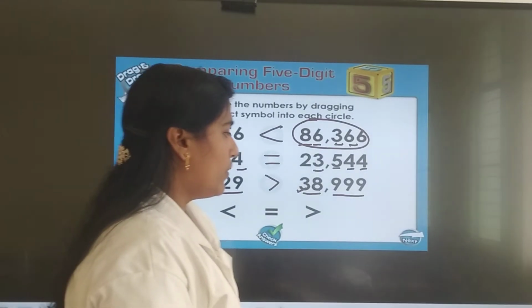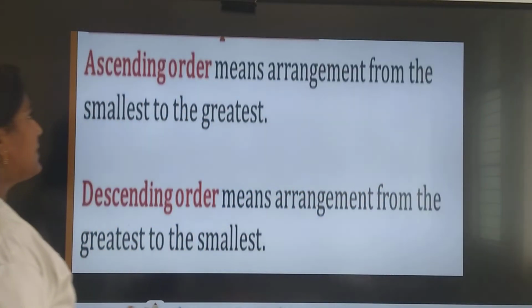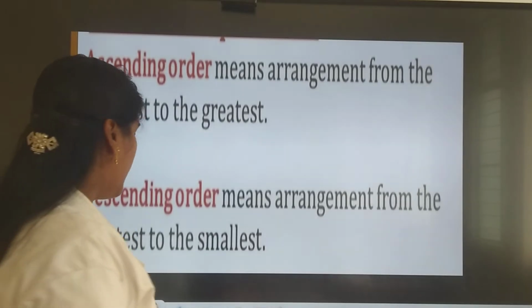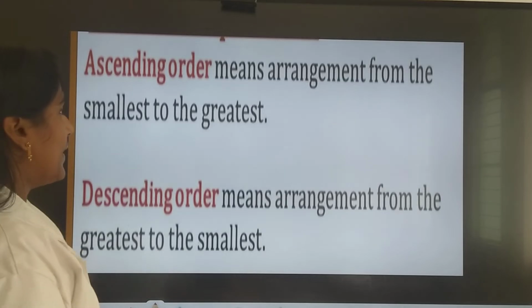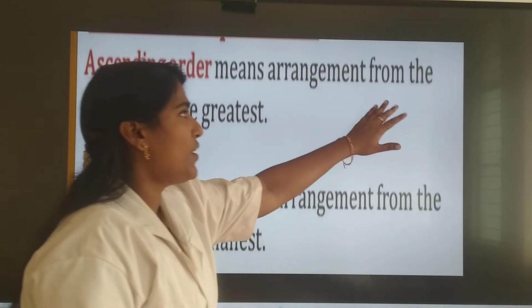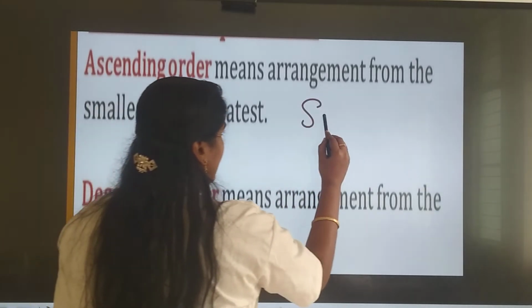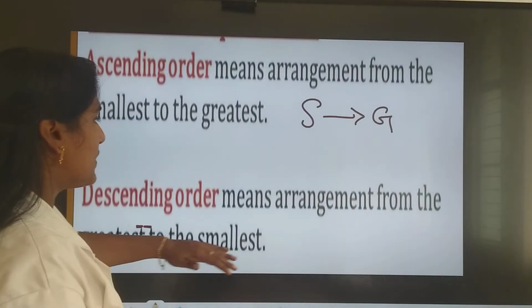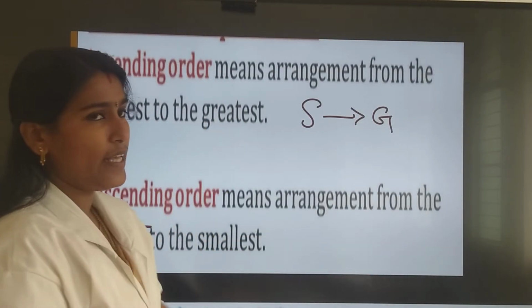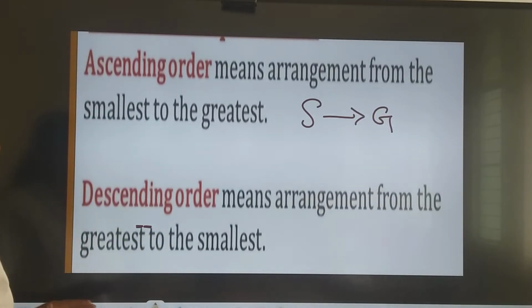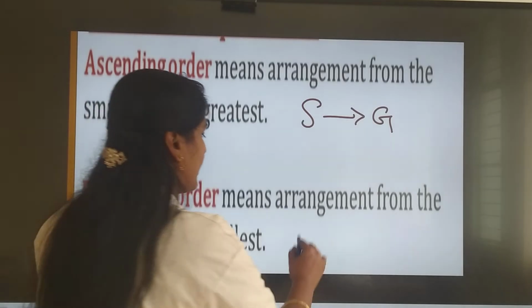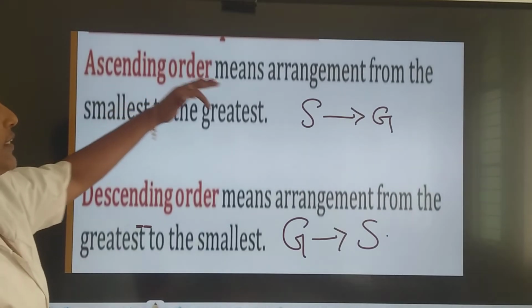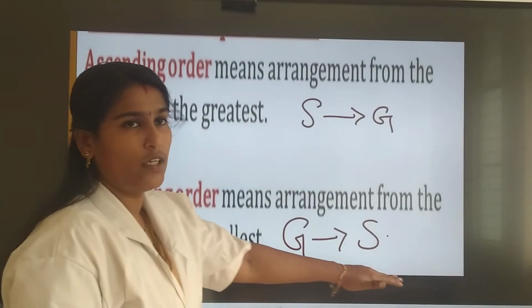Okay, now we are going to learn about ascending order and descending order. So what do you mean by ascending and what do you mean by descending order? Ascending order means arrangement from the smallest to the greatest. Descending order means arrangement from the greatest to the smallest. Ascending means smallest to greatest, descending means greatest to smallest.